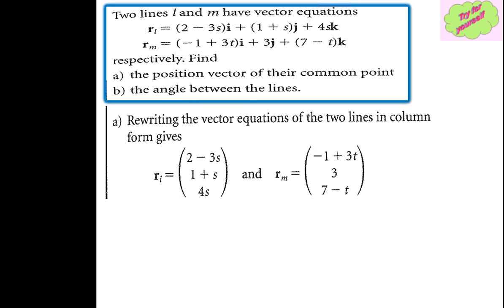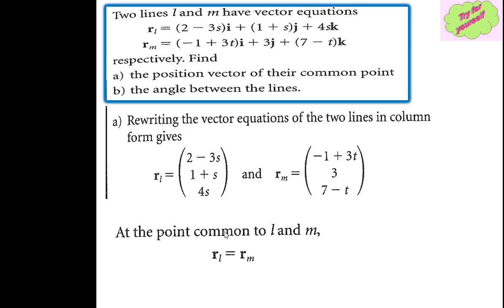So rewriting the vector equations of the two lines in column vector forms just makes life a little bit easier. So this would go here, this, the J, and then the K is 4S. Don't forget the S there, that could be easily missed. And then this one would be here, that would be 3, and that would be 7 minus T. So writing them in column vector form makes it a little bit easier to start with.